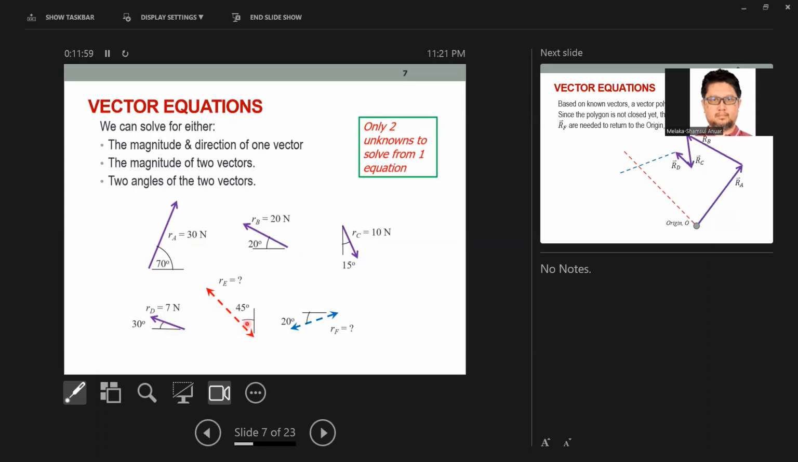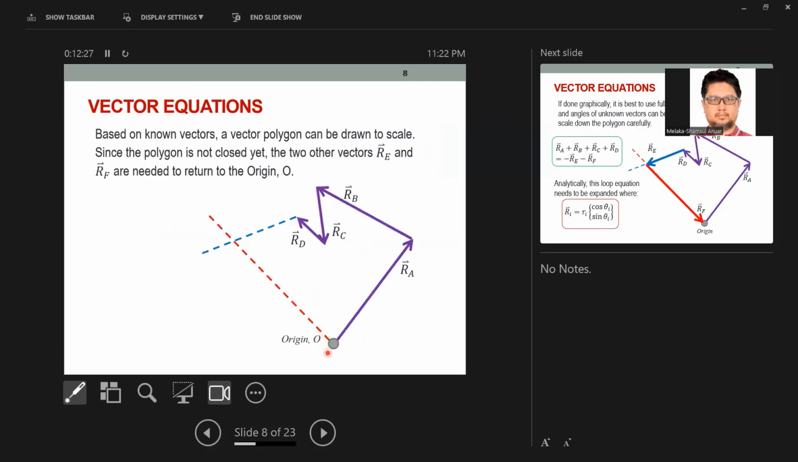So we are left with these two other vectors. This one, the direction is 45 plus 90, so 135. And this one, the direction is 180 plus 20, so 200 degrees positive.